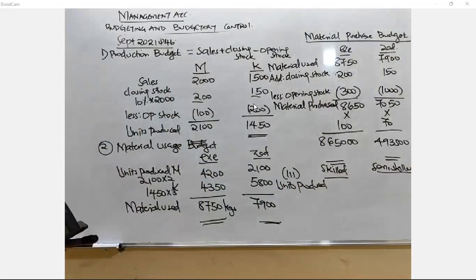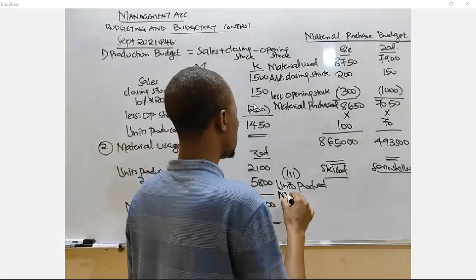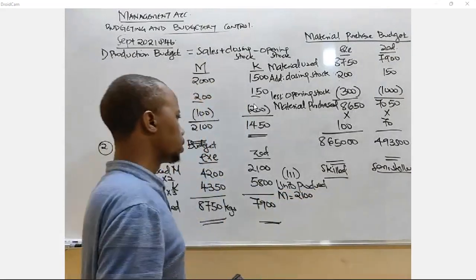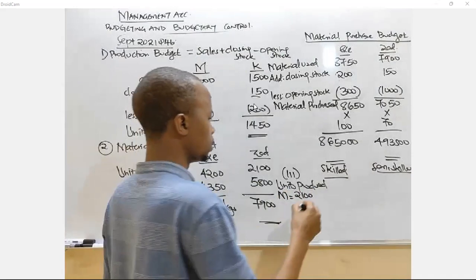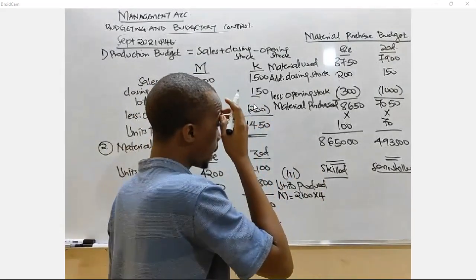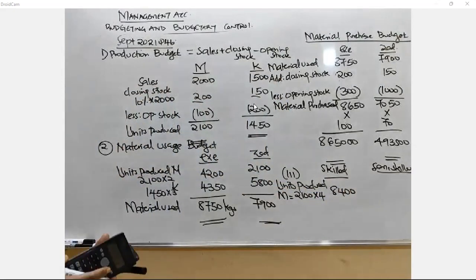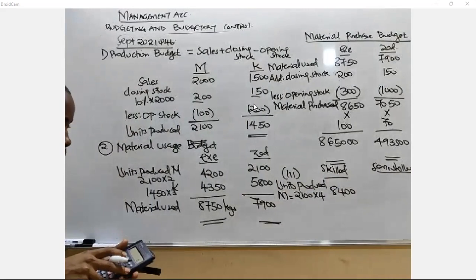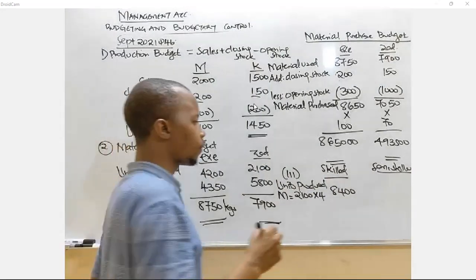So when you look at the skills, what do you require there? The labor hours required for skilled labor is 4 and 2 for semi-skilled for M. So we are starting here with M, which has 2100 units. For skilled, we require 4 hours for every unit. We just multiply by 4, getting a total of 8400. And for the semi-skilled, we require only 2 hours. So I take 2100 times 2 hours, getting 4200.